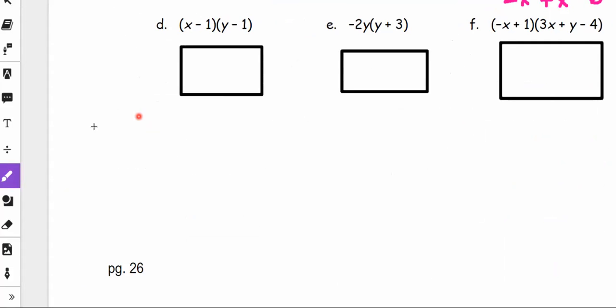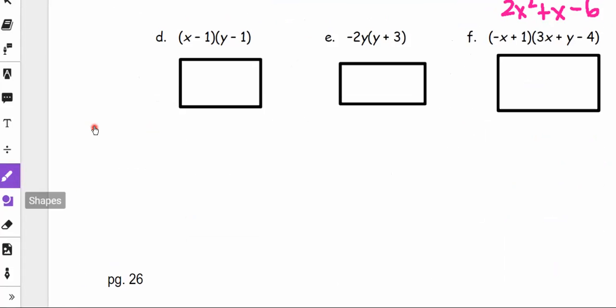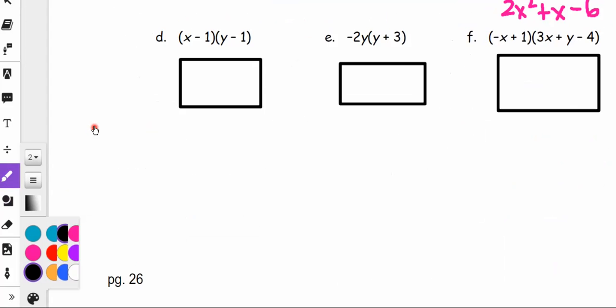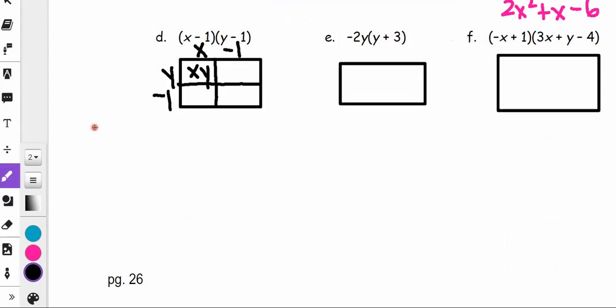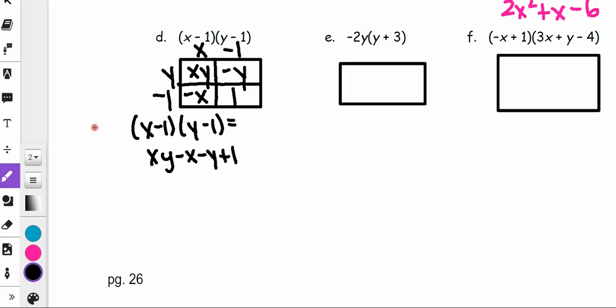So this next one is going to be a 2 by 2. So I'm going to draw that. I have an x and a -1, a y and a -1. X times y is xy. Y times a negative 1 is a negative y. Negative 1 times x is a negative x, and a negative 1 times a negative 1 is a 1. So I'm going to have x minus 1 times y minus 1 equals xy minus x minus y plus 1.